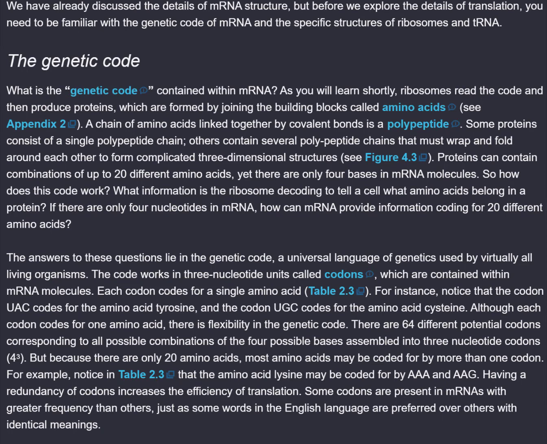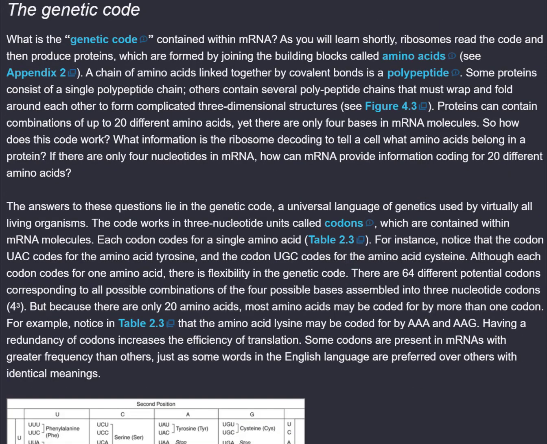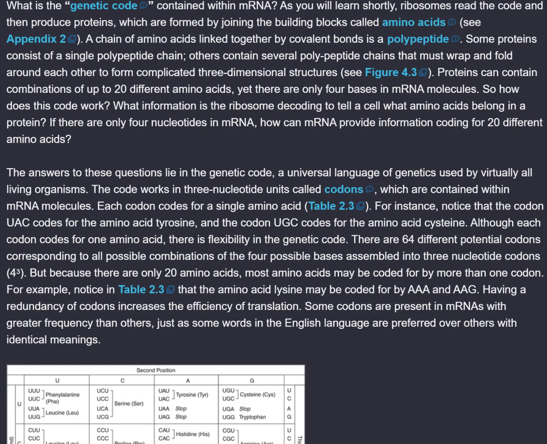We have already discussed the details of mRNA structure, but before we explore the details of translation, you need to be familiar with the genetic code of mRNA and the specific structures of ribosomes and tRNA. The genetic code. What is the genetic code contained within mRNA? As you will learn shortly, ribosomes read the code and then produce proteins, which are formed by joining the building blocks called amino acids. See Appendix 2.